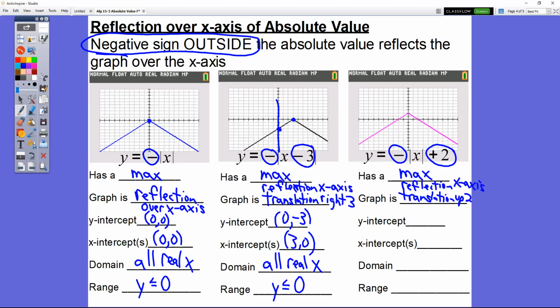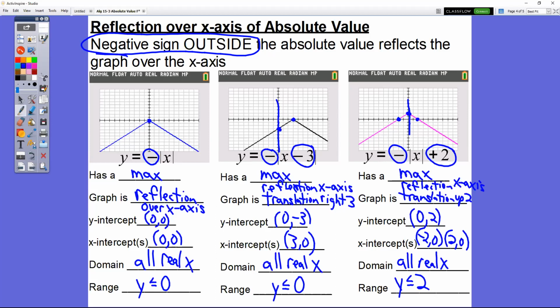The y-intercept, where it crosses the y-axis, is right here at (0, 2). The x-intercept, it actually has 2 of them, here and here, where it crosses the x-axis. So (-2, 0) and (2, 0). The domain, it goes on and on forever in both directions. So it's all real x. The range is your y values. That includes everything that is down below 2. So y is less than or equal to 2.